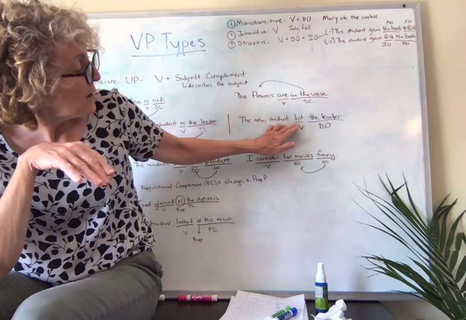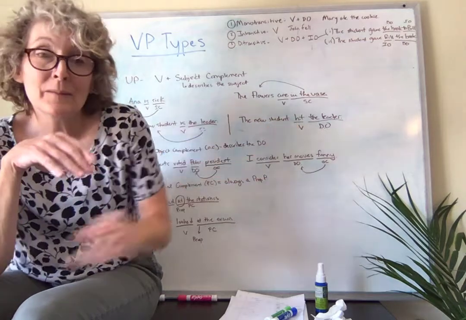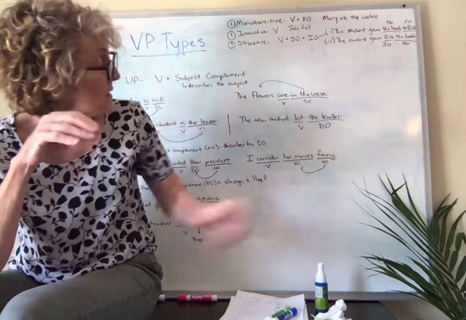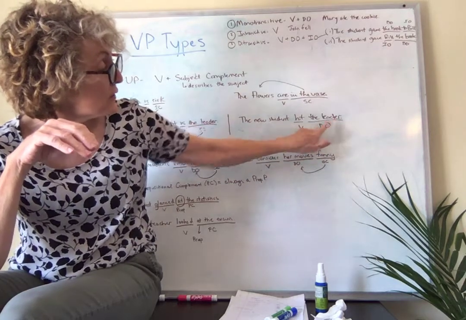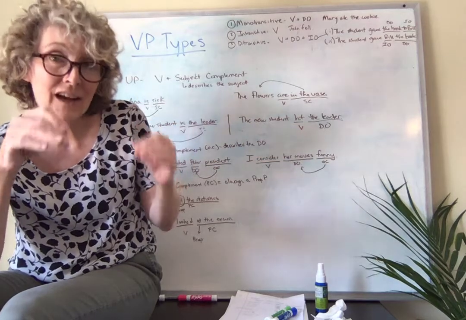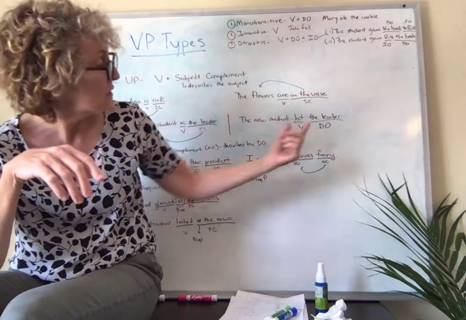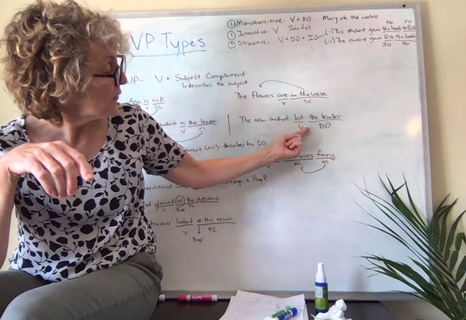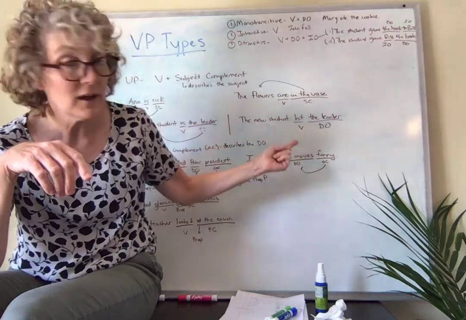Why? Because when you have the verb hit, you necessarily have a monotransitive verb phrase. The leader is the direct object of the verb. It's the recipient of the action of hitting. So the leader is the one who gets hit here. That's because we varied the main verb.